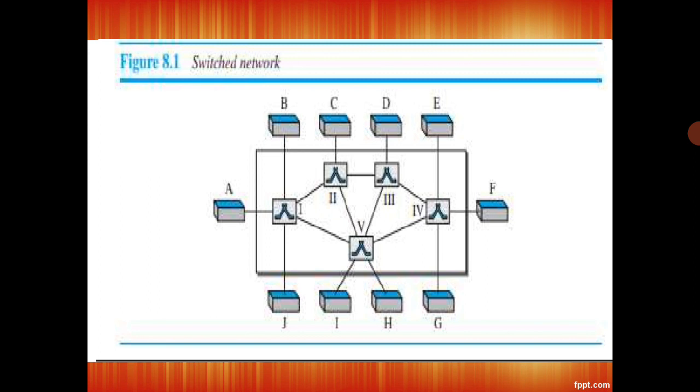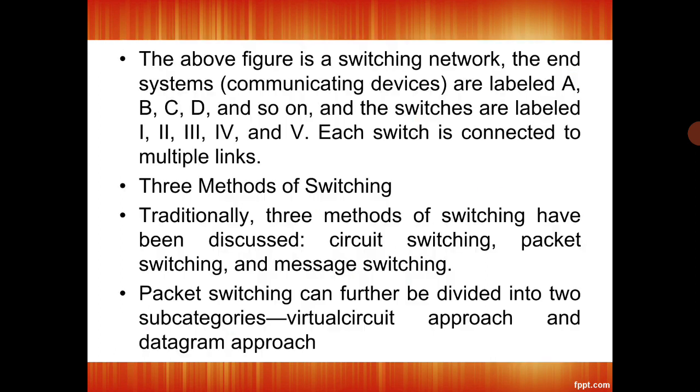For example, in this circuit we have different devices. Two or more devices are connected with the switch. A, B, C, D, E, F, G, H, I are the devices, and through the switches all the devices are connected. In the above figure, the N systems are labeled A, B, C, D and so on, and the switches are labeled 1, 2, 3, 4, 5. Each switch is connected to multiple links.